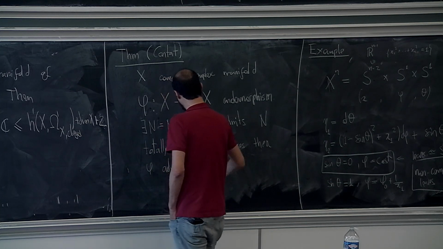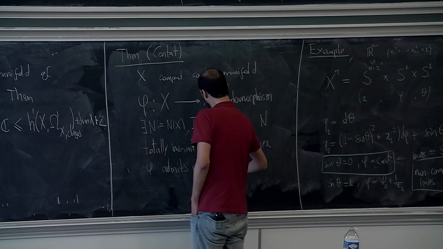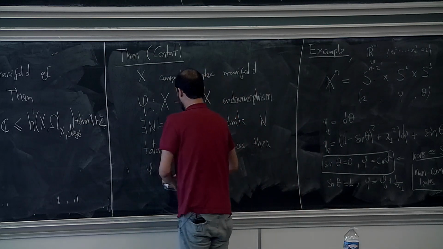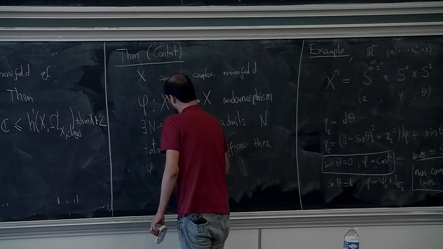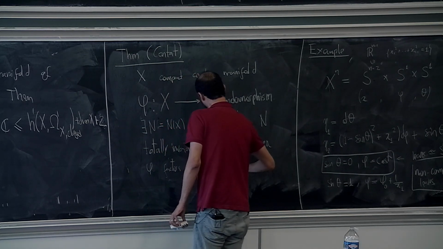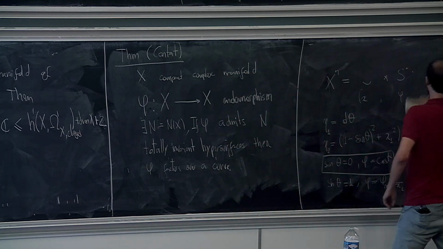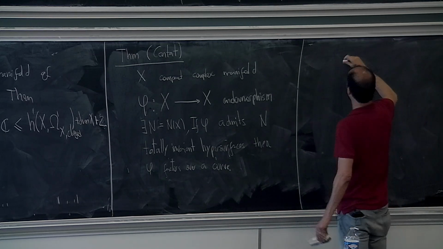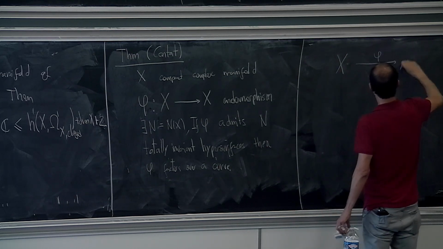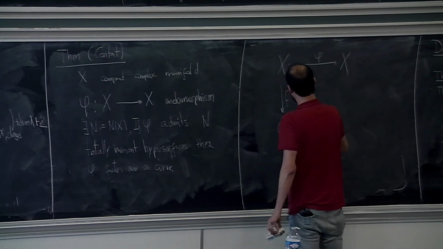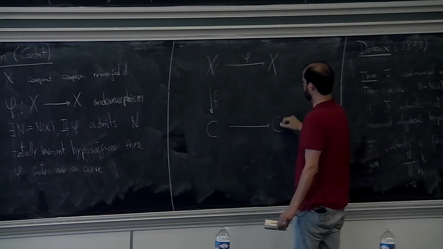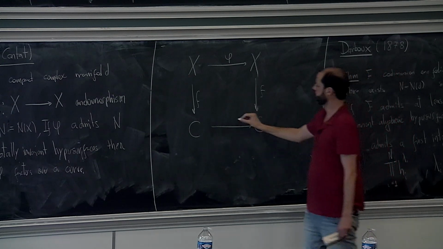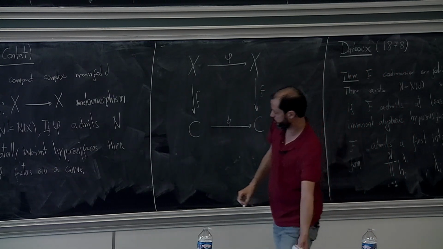Let me explain the term: admits a first integral. It means that phi factors over a curve, in the following sense: there exists a map F to a curve C, and a map from the curve C to itself, such that the homomorphism factors.